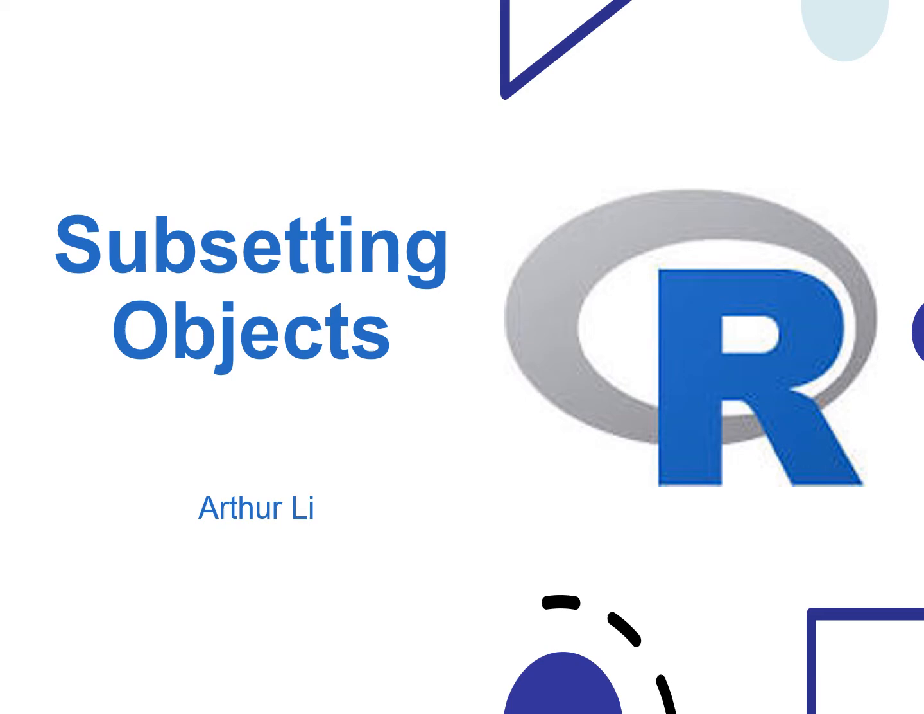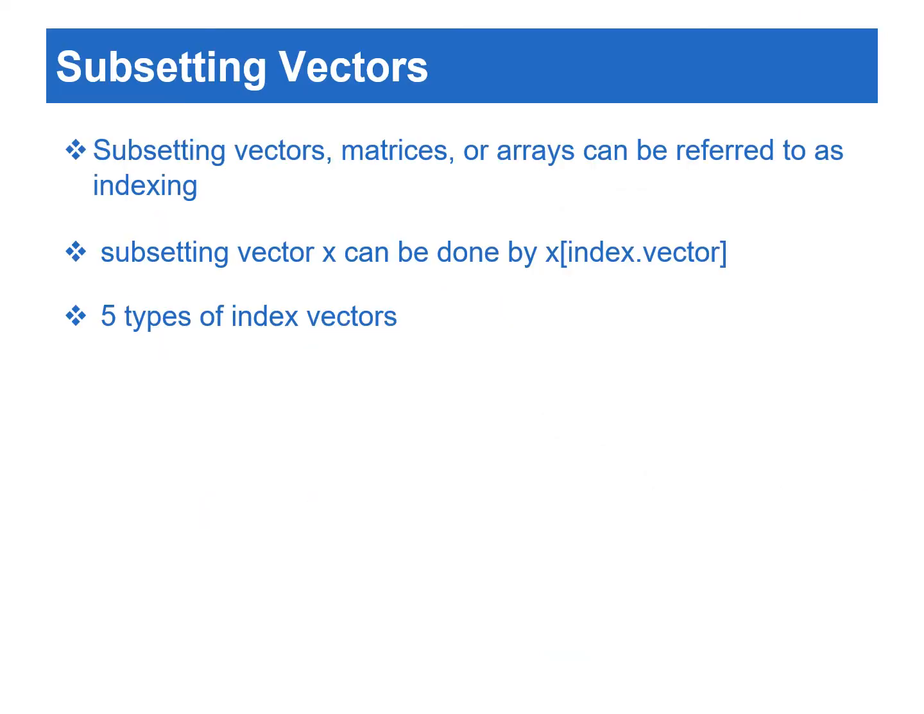In this video, we will summarize how to access or subset elements from an object. The vectors that are used to subset objects are often called index vectors. There are 5 types of index vectors for subsetting objects. We've already learned some of them in the previous videos.